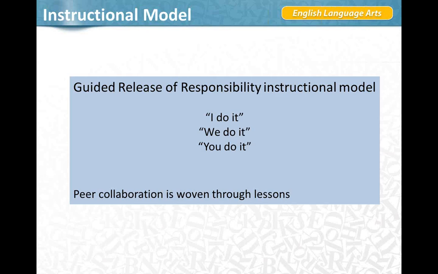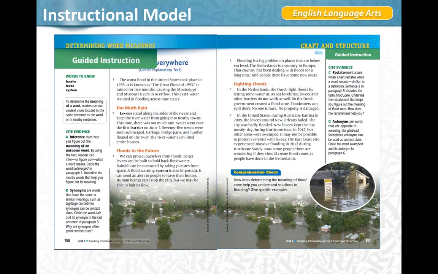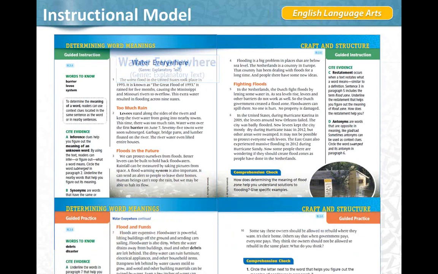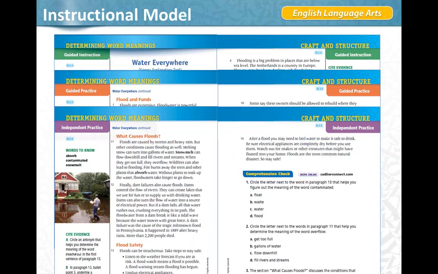So peer collaboration is woven throughout the units and the lessons, as you will see. So let's take a look at determining word meanings under craft and structure. The guided practice, the I do it, the explicit instruction by the teacher. Introducing Water Everywhere, the genre is explanatory text, and the teacher does most of the talking, the students follow along. They're asked some questions throughout just to keep engagement. The next step is the guided practice, the we do it. We do it together here. And then the third step in the instructional model is the independent practice, the you do it.